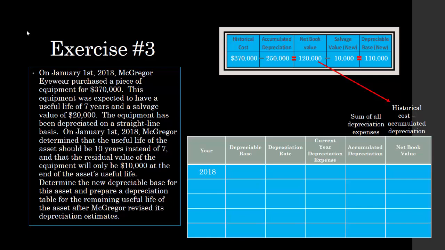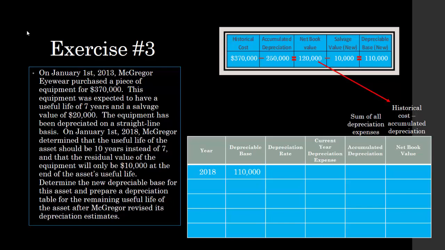Let's start with the year we're changing the estimate. We're changing the estimate in 2018. We have already figured out that our depreciable base is going to be $110,000. Well, what is our rate? It's straight line. We need to take away an equal portion each year for the remaining life of the asset. Well, what is the remaining life of the asset?